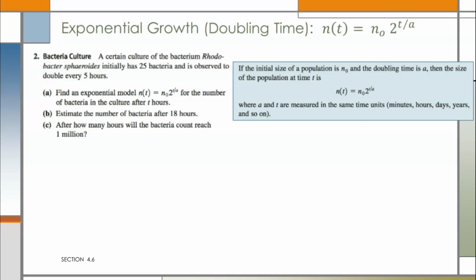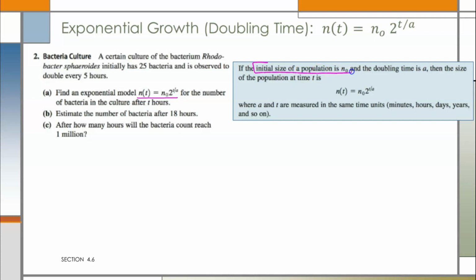Let's look at the model that they want us to find. They want us to find the model N(t) equals n sub 0 times 2 raised to the t over a power. What makes applications much easier to work with is when you can take a few minutes to look at what your variables represent, tie those variables to problem information, and it helps you set up applications much easier.